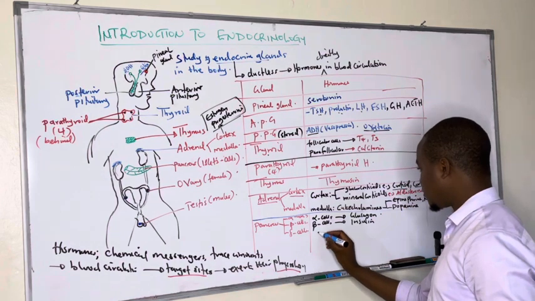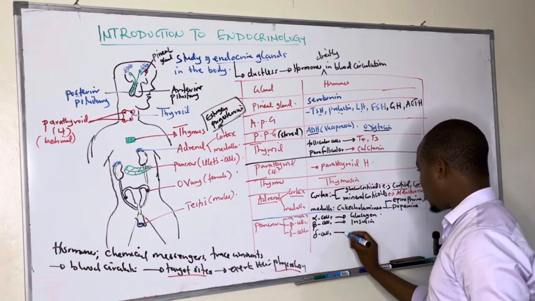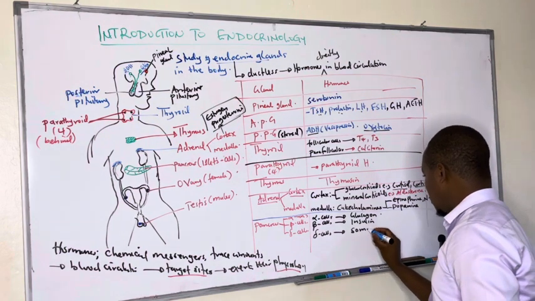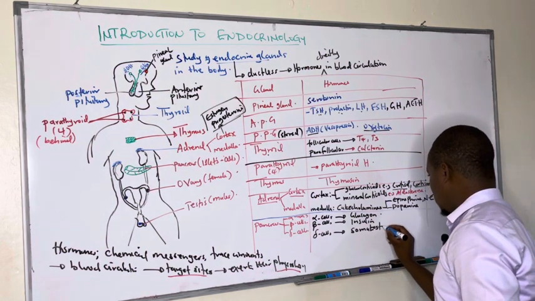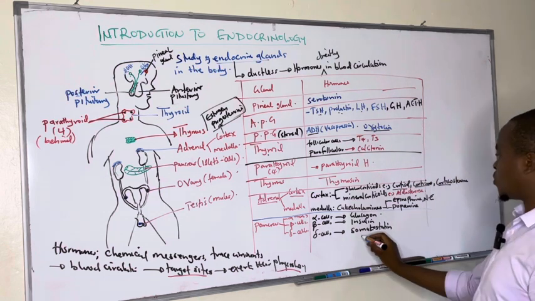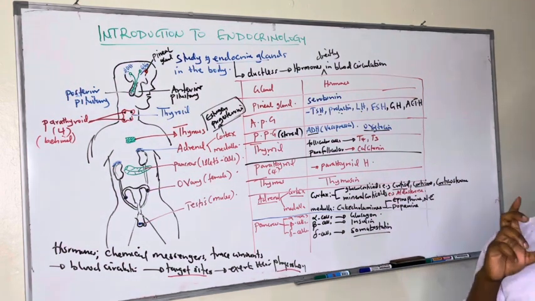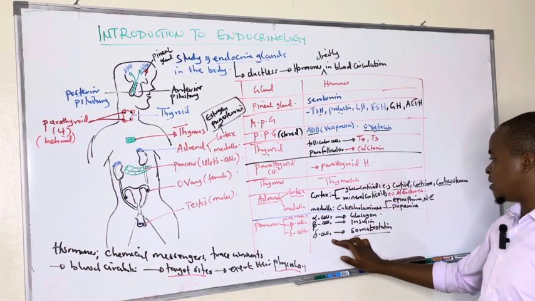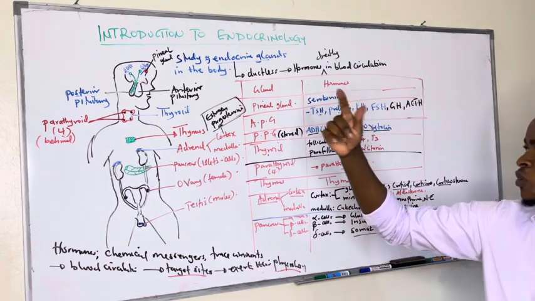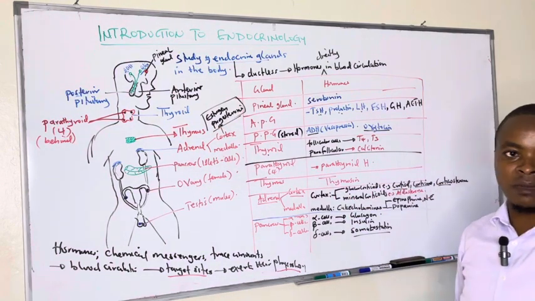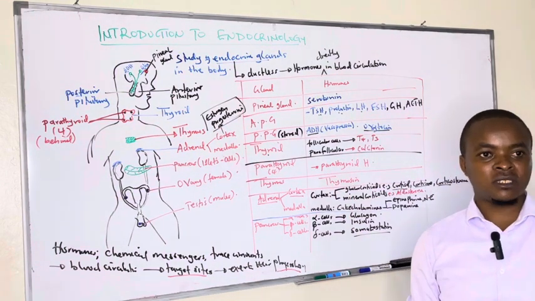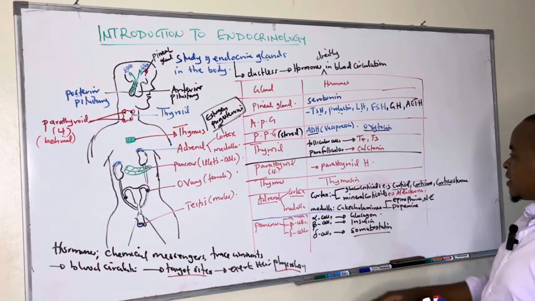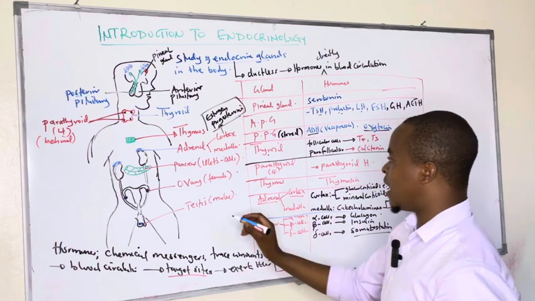Then we have the delta cells. And these delta cells produce a hormone known as somatostatin. And we shall see also its importance in the GIT by inhibiting gastrin hormone production. That is somatostatin produced by the delta cells. But there is another somatostatin produced by the hypothalamus, we shall see it, which inhibits production of growth hormone. That is somatostatin.